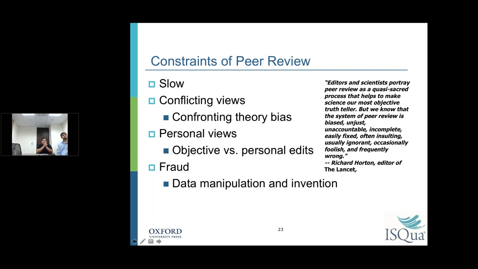Sometimes, of course, we have bias against a specific theory. And although we strive to have objective reviews, reviewers may sometimes be personal and not completely objective. And also, the thing that we're trying to prevent is data manipulation, invention, and fraud in the review. We heard about other journals where recommended reviewers were actually the authors themselves, the author team, and we want to prevent that kind of fraud.